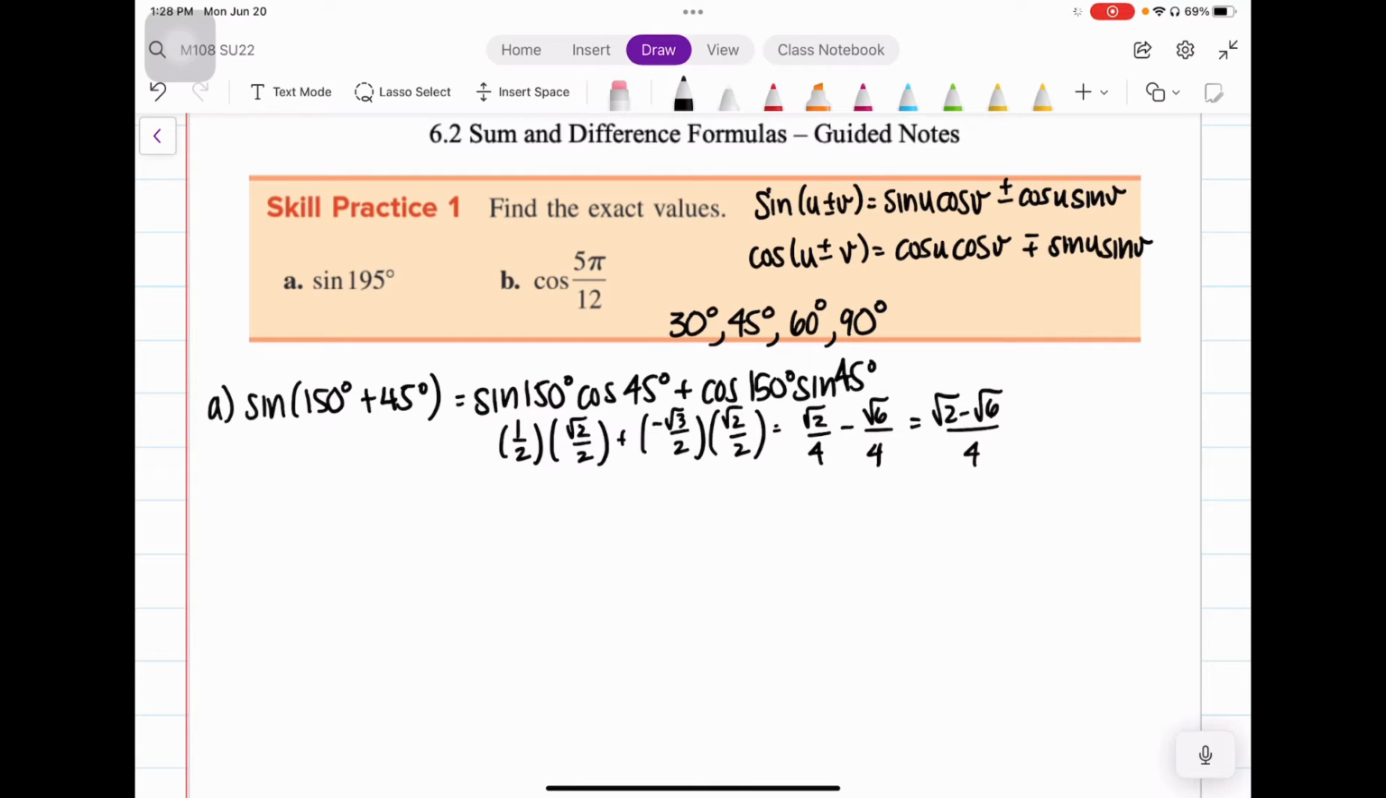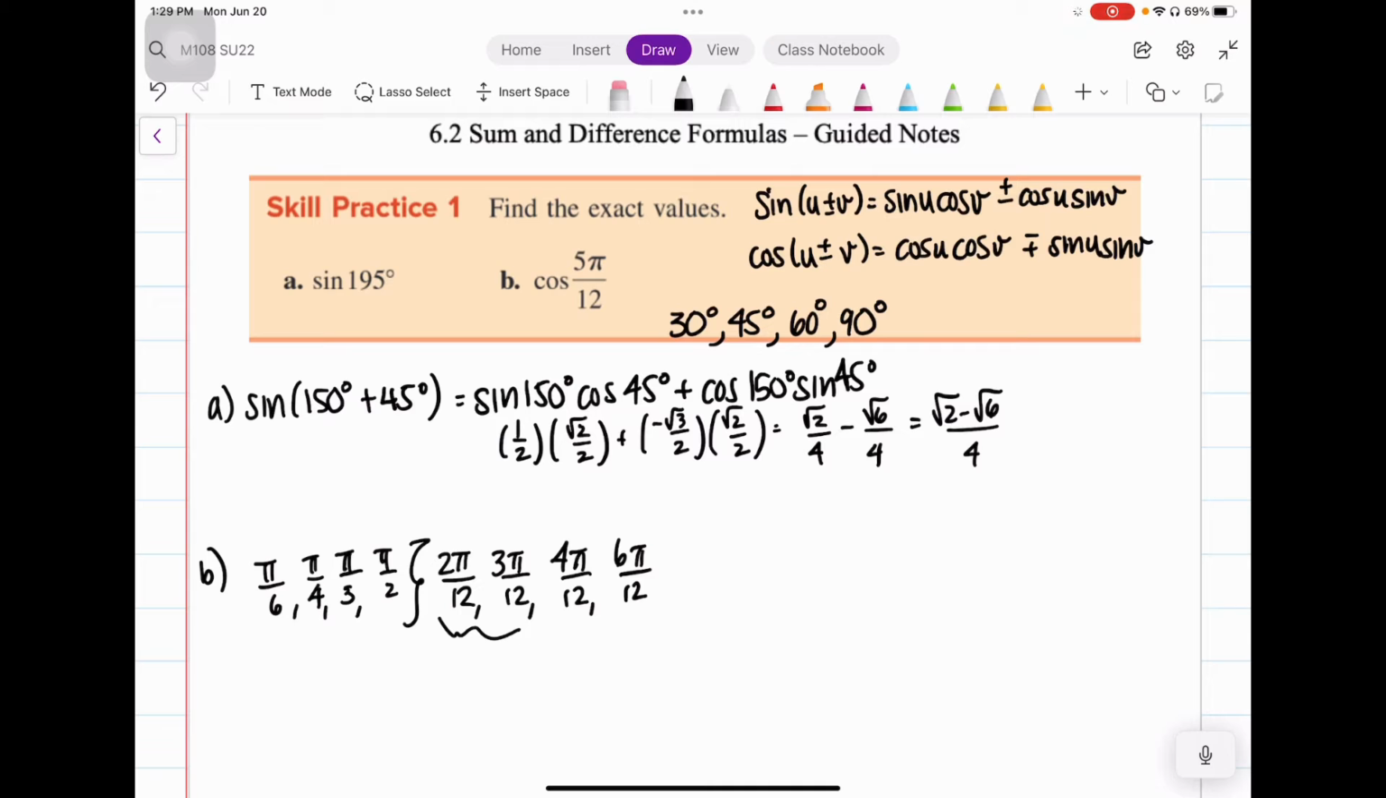For the cosine of 5 pi over 12, remember you're working with pi over 6, pi over 4, pi over 3, and pi over 2. So you have to think about what pieces come together to make it 5 pi over 12. If you found a common denominator for these, that is 2 pi over 12, 3 pi over 12, 4 pi over 12, and 6 pi over 12. And that helps you come together for 5. I see that 2 pi over 12 and 3 pi over 12 would work for me, so I can use pi over 6 and pi over 4 here.